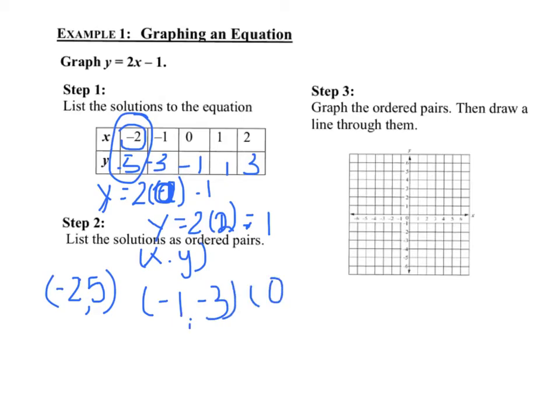I'd have 0, 1, or negative 1. I'd have 1, 1, and 2, 3. Now we'd know that we did them right because these are all linear equations, meaning that they are going to be in a straight line. So let's check it.